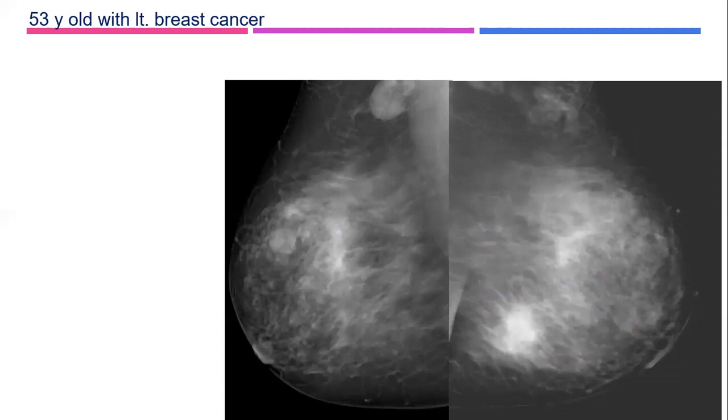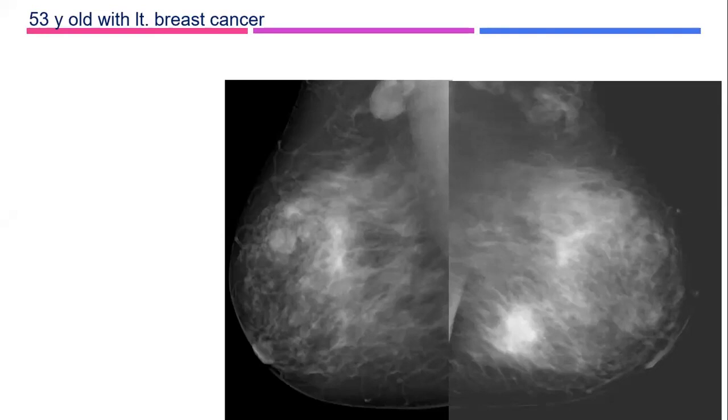What about this mammogram? This is my second missed cancer case in my experience. Early on, not current, before 2010, I had missed this case. Can I take it? Definitely, yes.